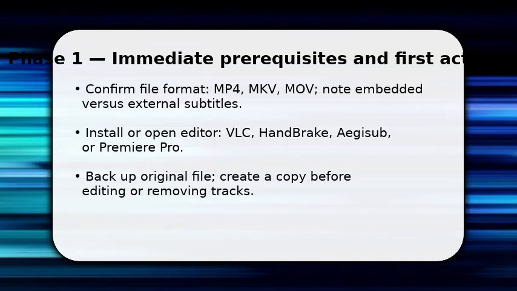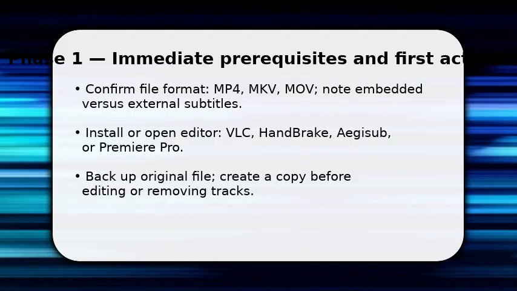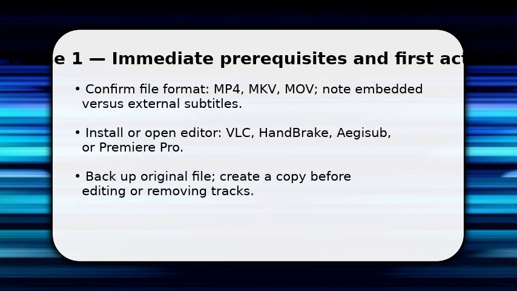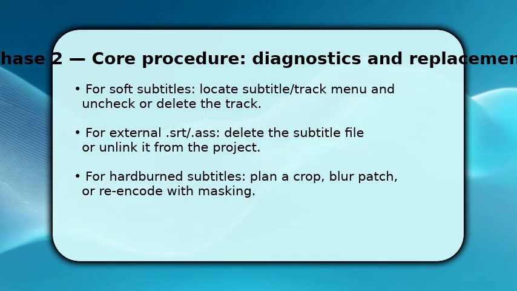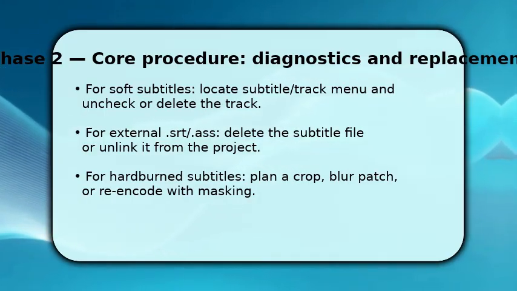If the subtitle is external, note its file name. If embedded, locate the track ID. Now proceed to the removal controls in the app. You now act on the subtitle type. If the track is soft, uncheck, disable, or delete the subtitle stream in the Tracks or Streams panel. This removes it without re-encoding.